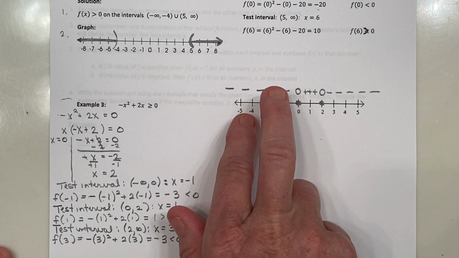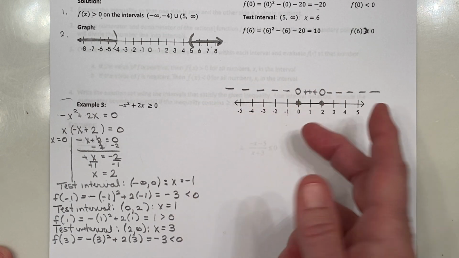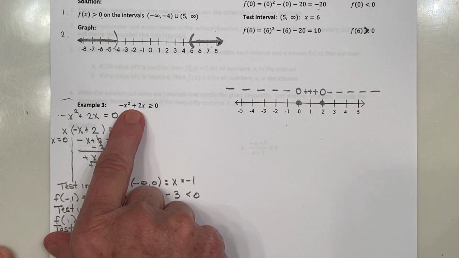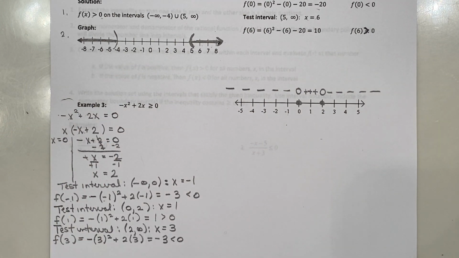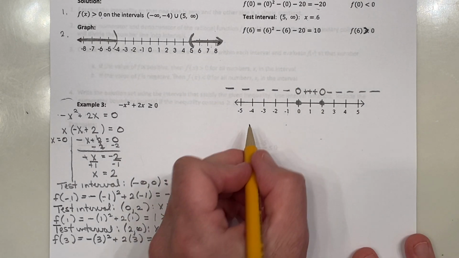I'm not going to say that every time we do this the signs alternate, because it just depends upon the uniqueness of the equation. So it is important to do all the test values. Okay, so we're not done. We have to give our solution.